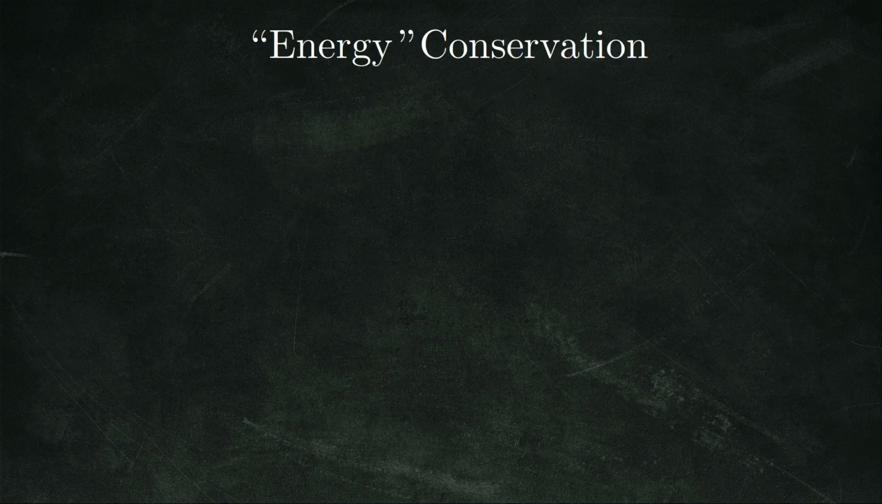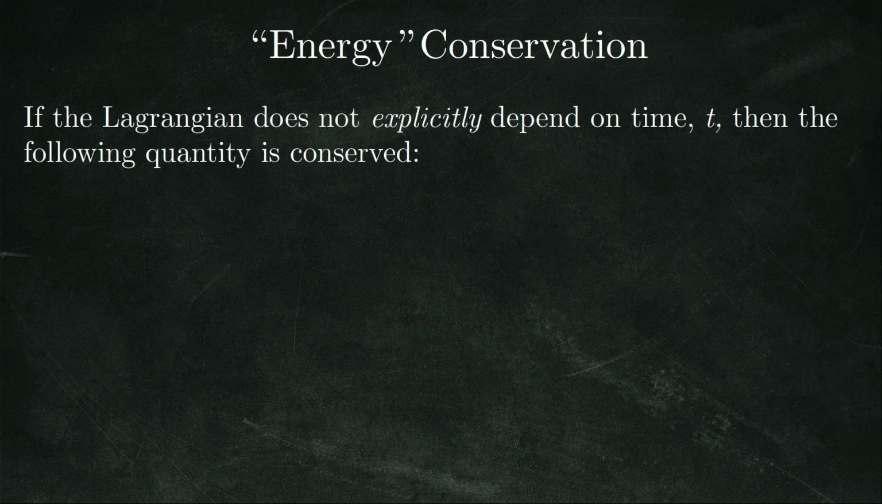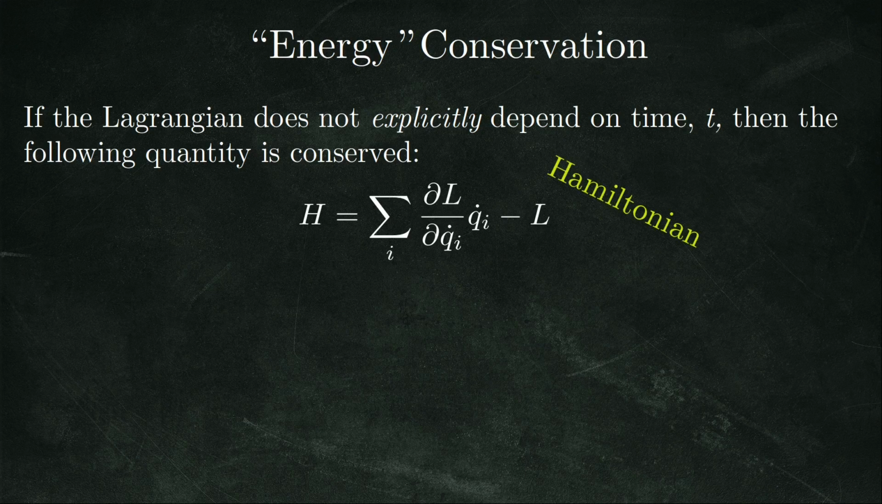One of the most important conserved quantities is obviously energy. And it also illustrates quite nicely the relationship between symmetries and conserved quantities. So the result is that if the Lagrangian does not explicitly depend on time, then the following quantity is conserved. And this quantity, you may have heard of it, it's called the Hamiltonian.